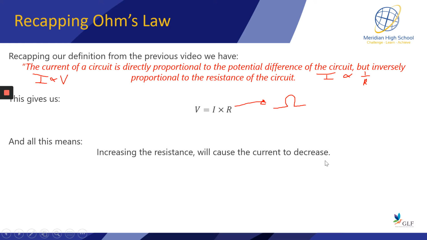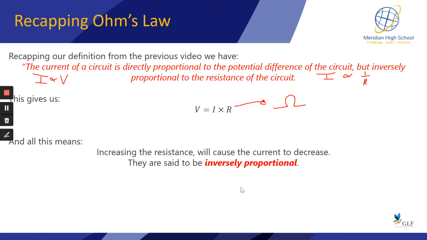That makes sense if you think of making it harder to walk down a corridor: it's going to take longer and be more difficult for people to walk down it, and therefore the flow of people will decrease. So increasing the resistance of the circuit causes the current to decrease. Therefore, they are said to be inversely proportional. This means that as one goes up, the other will go down. So if we increase the current, the resistance will go down. It's easier for more electrons to go through.